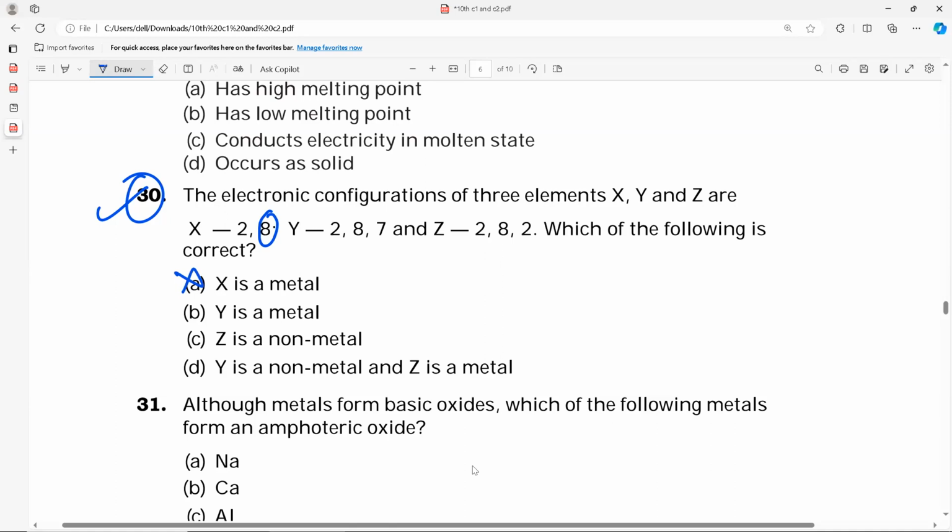Y is a metal, is also incorrect. Why? Because Y is a non-metal. Because it has 7 electrons in its outermost shell, the last shell: 2, 8, 7. So the last shell is 7, which means non-metal. A metal can have 1 or 2 or 3. And Z is a metal because it has 2 electrons. So Y is a non-metal and Z is a metal. Did everyone in the class note this answer? Yes, sir. Then why did you make a mistake in this one? This was very simple. Where are you getting stuck in this question? This is a simple question.